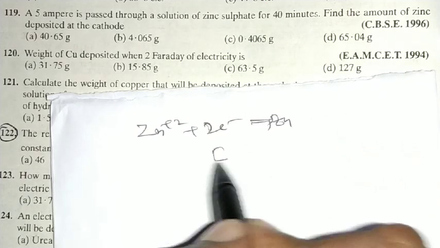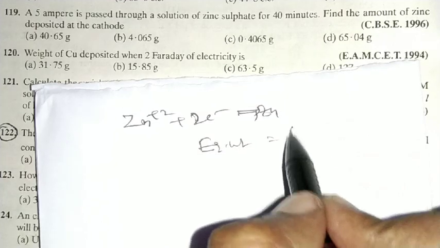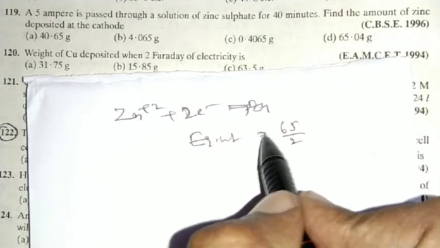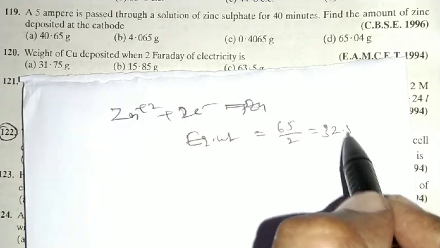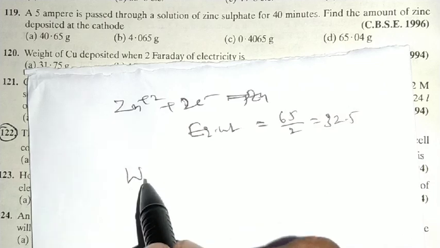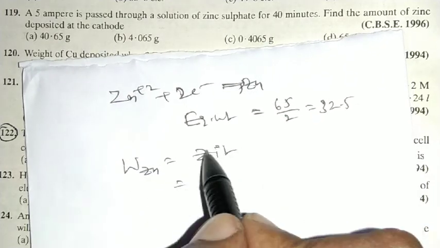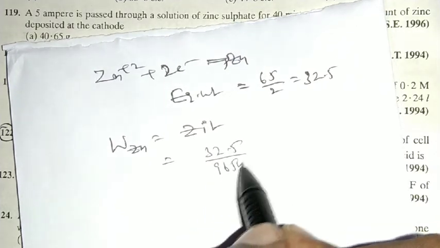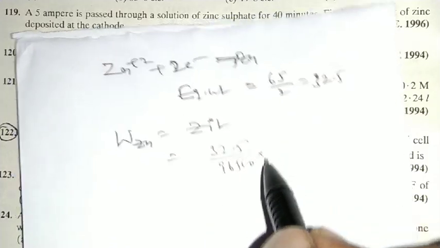Now, what is the equivalent weight of zinc? Equivalent weight of zinc is equal to its atomic weight divided by valency. Valency is nothing but the change in oxidation number. Otherwise, you can take 32.5. Now the weight of the zinc deposited at the cathode is equal to ZIT. This is the formula. Z is nothing but 32.5 by 96,500.